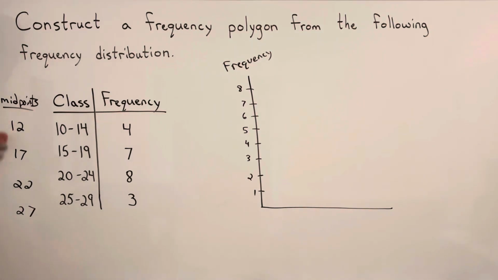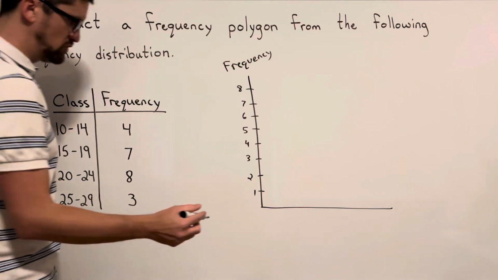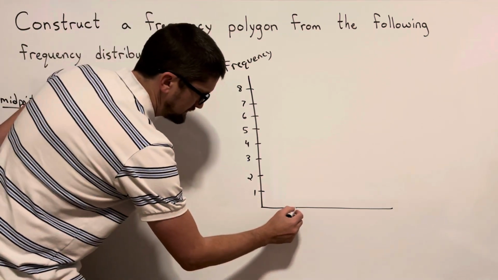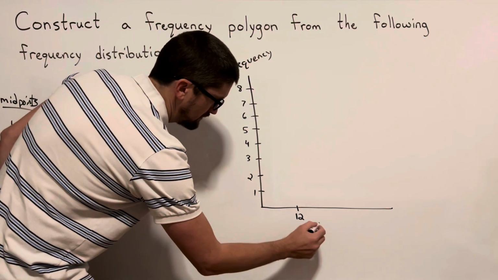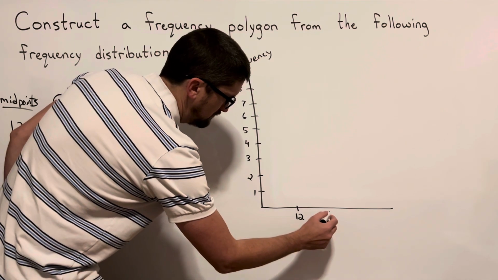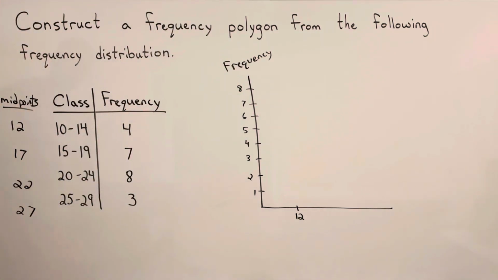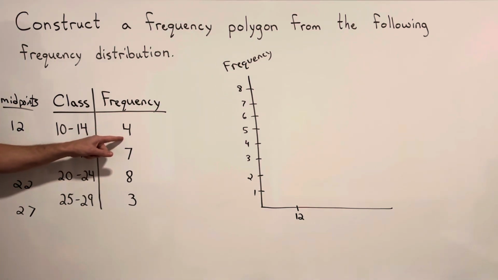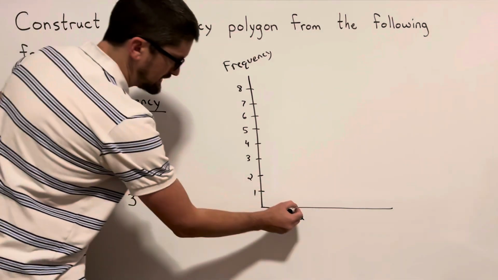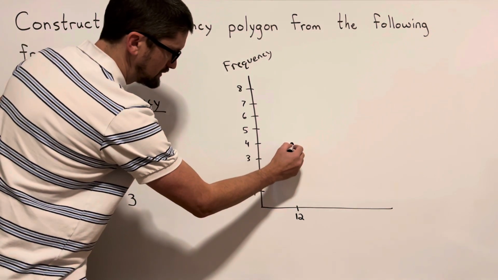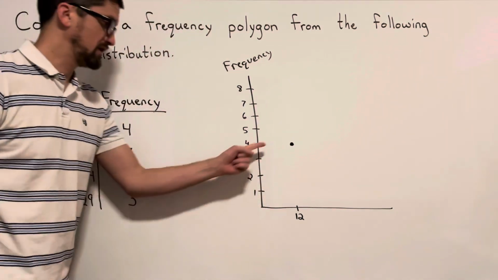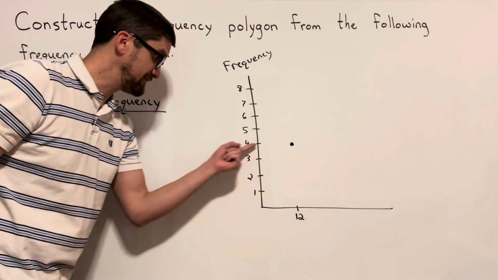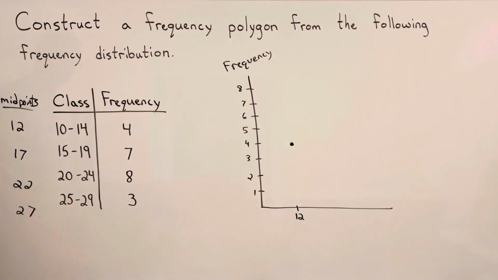And my midpoints here, I'm going to start one at 12. It goes up to 20. Say 12 is about right here. All right, so at 12, the frequency is 4. So I'm going to make a dot at 4 corresponding to the midpoint of 12 and the frequency of 4.